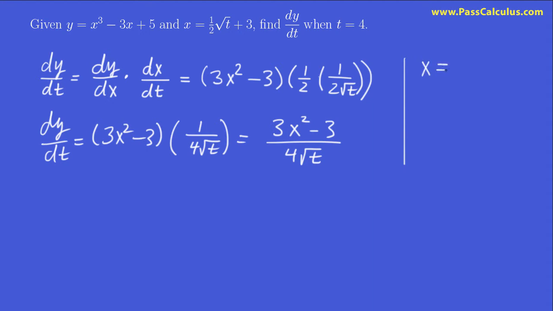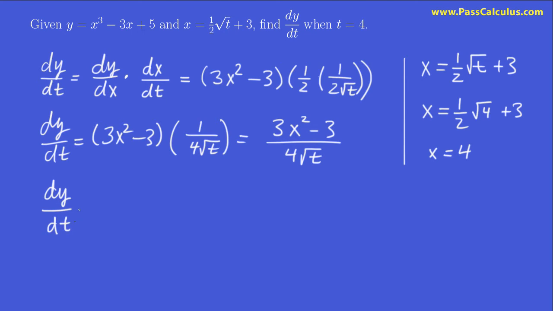So our formula for x, I'll just recopy it, is 1/2 root t plus 3. When I put t to be 4 in there, I get 1/2 times root 4 plus 3. And what does that give us? Well, root 4 is 2. 1/2 times 2 is 1, and 1 plus 3 is 4. So I know that when t is 4, x is also 4. And now I'm able to evaluate that.